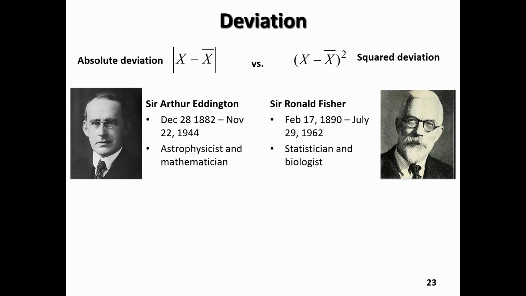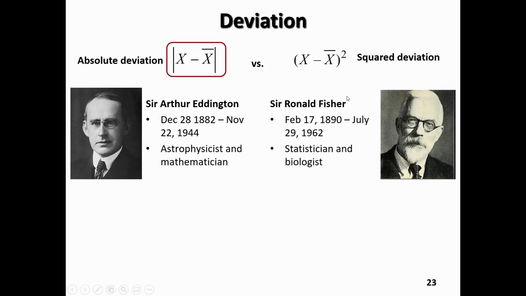So to deal with the zero-sum problem related to the deviation calculation, two different approaches were proposed many years ago. Sir Arthur Eddington, who was an astrophysicist and mathematician, proposed that each deviation score, so each person's difference from the group average, would just be taken as the absolute value. So if a single person's deviation was, for example, negative 15, the absolute deviation would just be a score of 15.